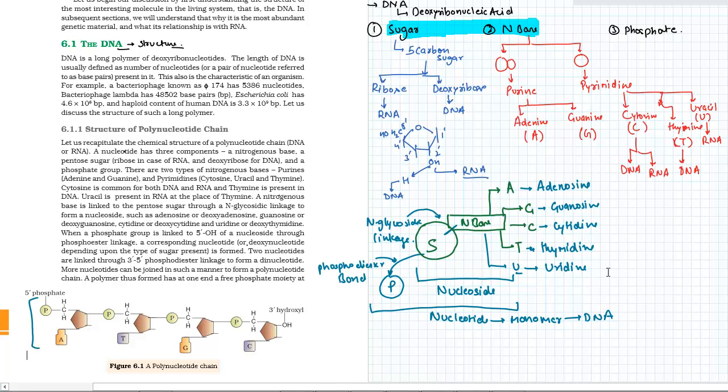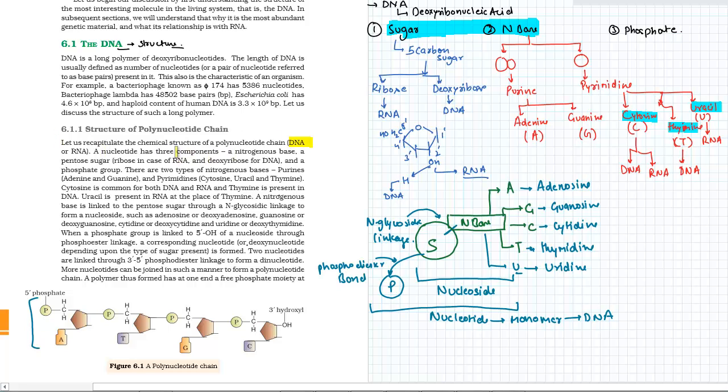Let us try to validate all this information that we have gathered with the NCERT. So I'm going to read it. Let us recapitulate the chemical structure of the polynucleotide. We have discussed the detailed structure of the DNA and RNA. So DNA and RNA, which is composed of what?